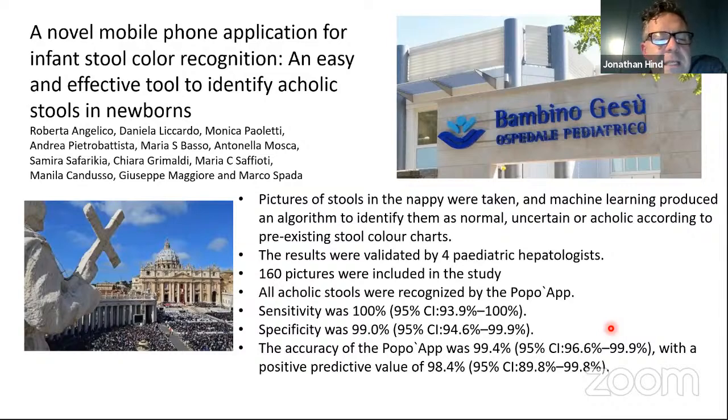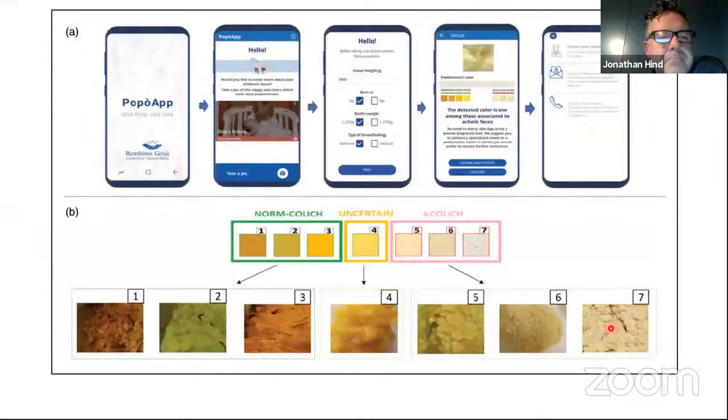And in a way, the reason to do this is that it's better than a card because parents can have it on the mobile phone, in their hand. It doesn't rely on the logistics of health visitors visiting and looking at color cards, etc. That's just some pictures of the app. Very easy to use. Take a picture of the stool and the app then tells you what to do. Of course, if it's down this end of the color, it's telling you to ring your team.